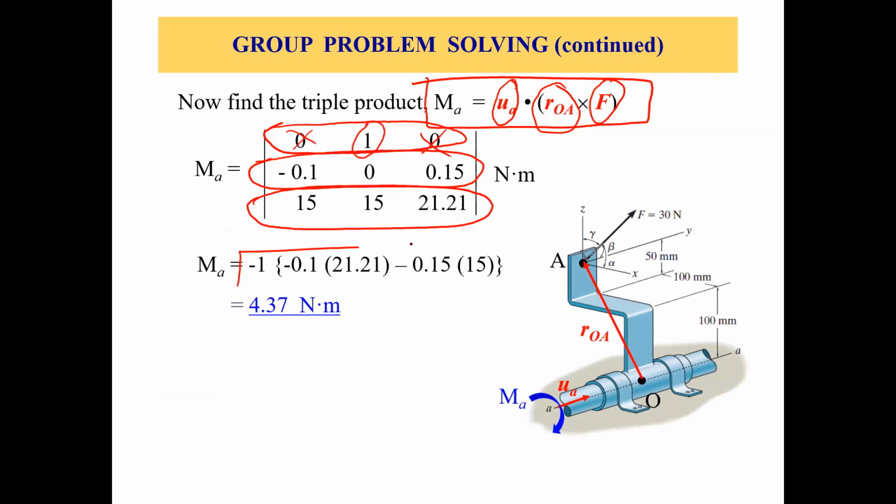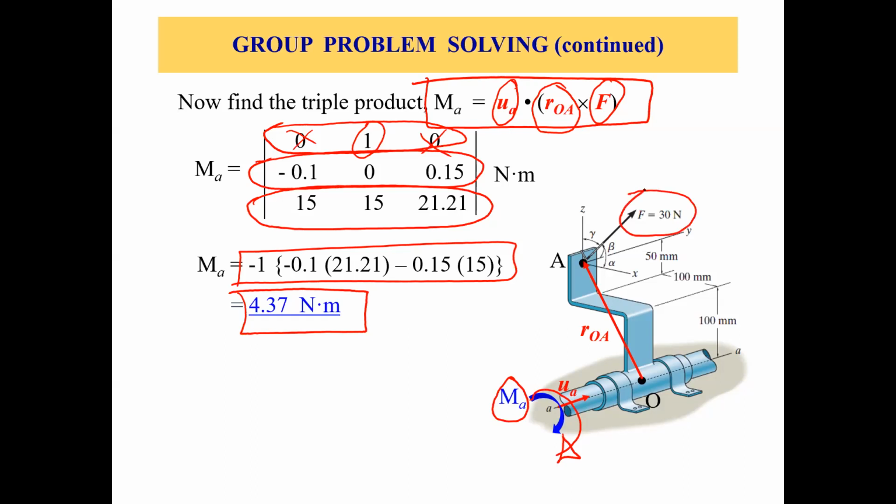By expanding this 3 by 3 determinant, you get 4.37 Newton meters as the moment about the a axis. And that's how you show this M sub a, in this fashion. So this is the moment about the a axis due to this force F of 30 newtons. 4.37 Newton meters, which is positive, so we can also write 4.37 Newton meters counterclockwise.